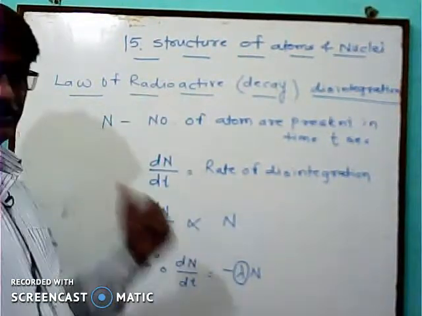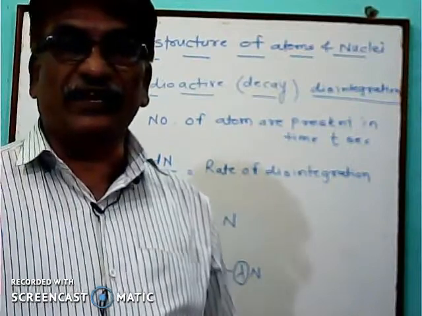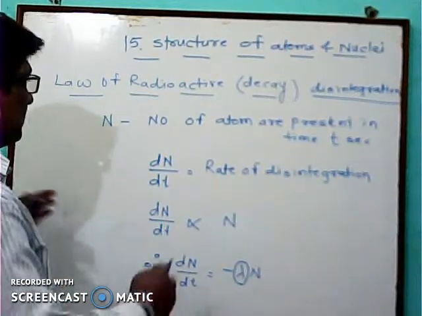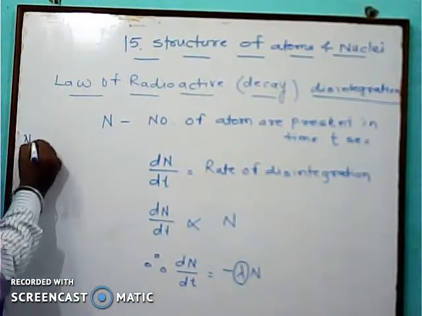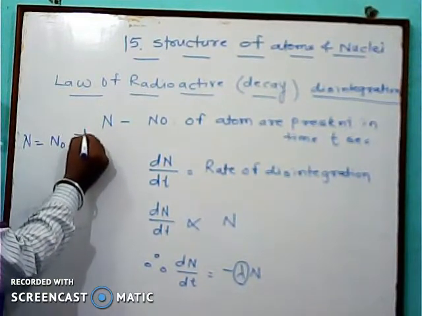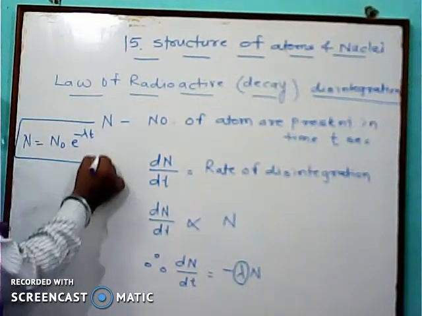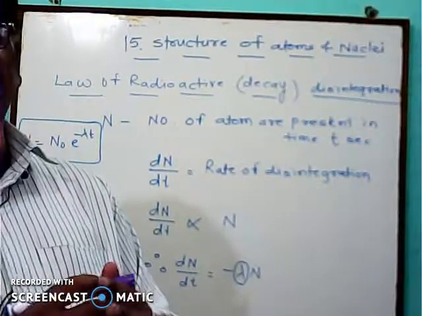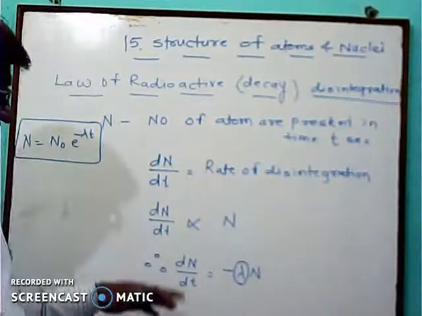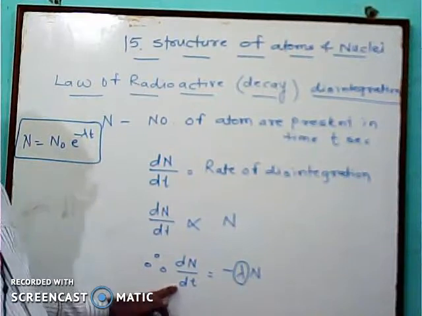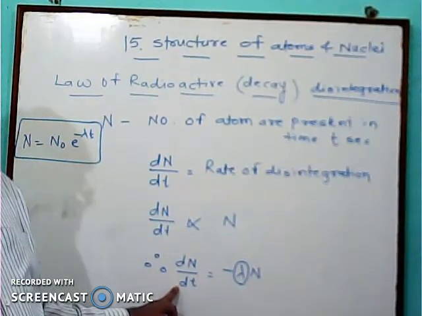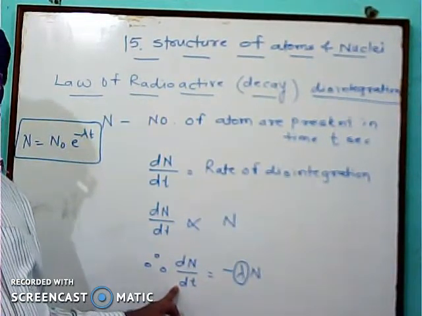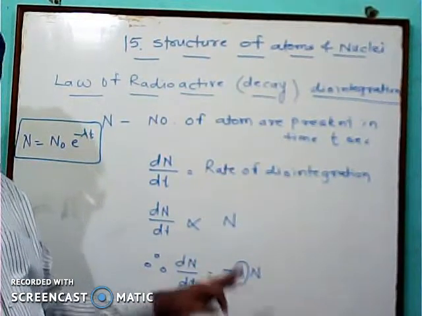If we solve this, then we get an expression N is equal to N0 e raised to minus lambda t, which is the expression for radioactive disintegration based on the law. That law is called the law of radioactive disintegration, and it is dN upon dt is equal to minus lambda N.